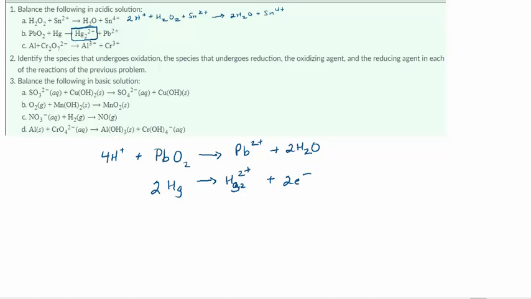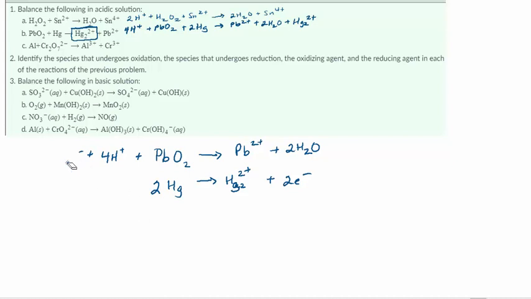And I have a 4+, I have a 2+. I must have 2 electrons on this side to balance this reaction. So now I add my 2 equations together in order to get my overall reaction, and I don't have to multiply either of my half reactions by anything because we have the same number of electrons in both half reactions. So my overall reaction is 4H+ plus PbO2 plus 2Hg reacts to form Pb2+ plus 2H2O plus Hg2 2+.